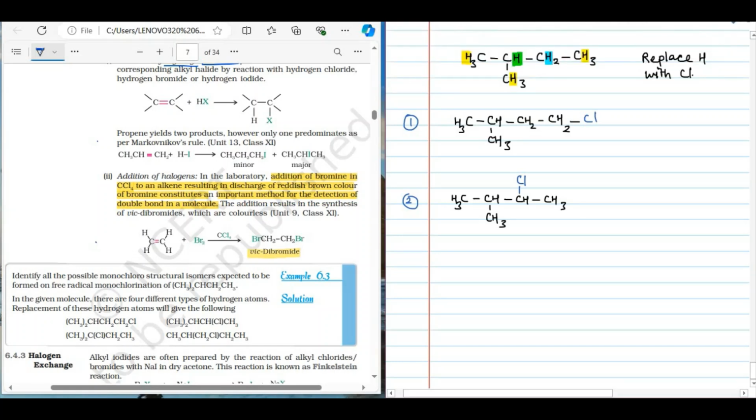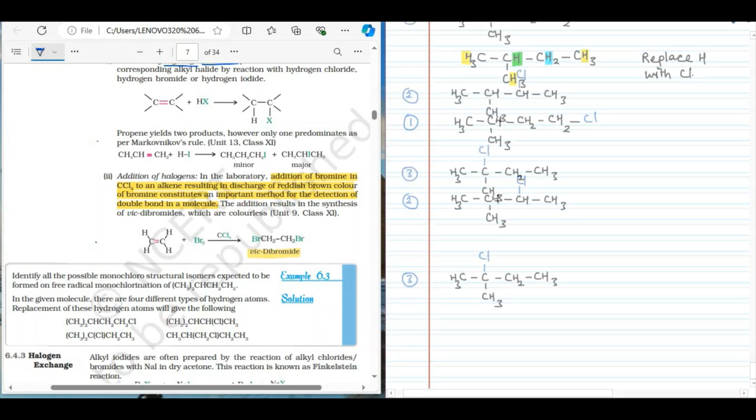Now we can draw another structure. So this is CH3, C, CH3, CH2. This is CH3. So this time we are going to replace tertiary hydrogen with chlorine. So this will be the third structure isomer.